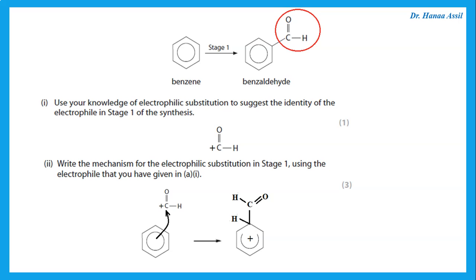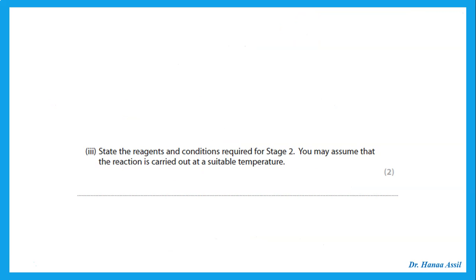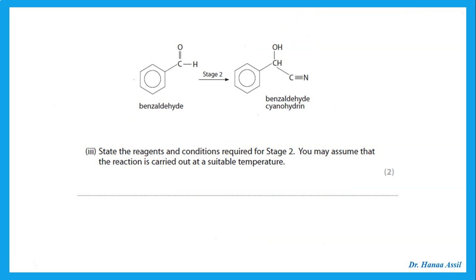Again, using that electrophile, what happens? The electrons from the benzene attack the positively charged carbon. We attach that to the benzene ring, but the benzene now has a positive charge. Then we can remove the hydrogen, return the electrons of its bond to the benzene, and we get the product. State the reagents and conditions for stage 2.